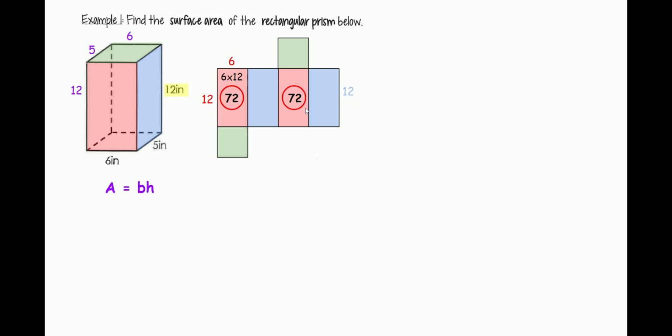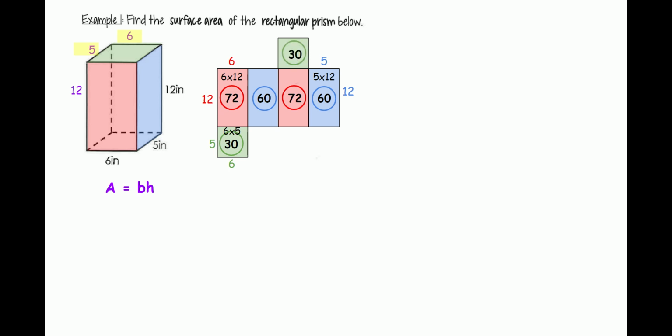Let's fill out the sides, the left and the right. It's 12 inches by 5 inches. So base times height, 5 times 12 is 60, which means this is also going to equal 60. Our green bases, it's 6 inches by 5 inches, 6 by 5. So fill that in, 6 and 5. What I get is 6 times 5, which is 30, which means this is also 30.